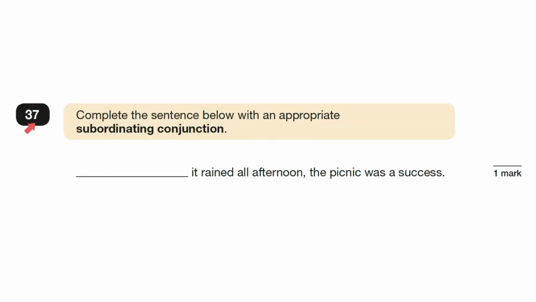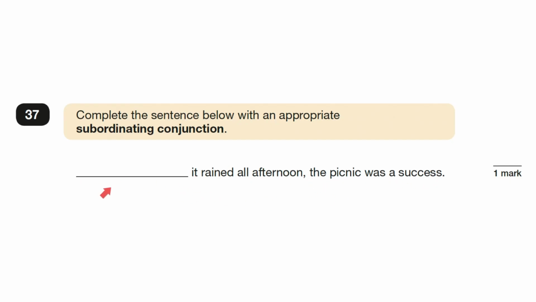So once again, notice question 37, quite late on in the paper. Complete the sentence below with an appropriate subordinating conjunction. So this idea of an appropriate subordinating conjunction is sort of suggesting to us that there's probably more than one subordinating conjunction that you can use. So a blank, it rained all afternoon. The picnic was a success.